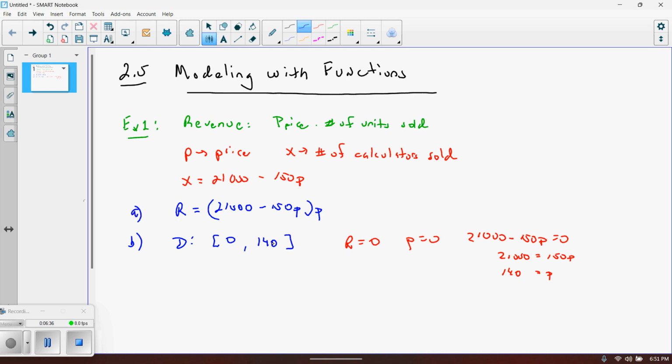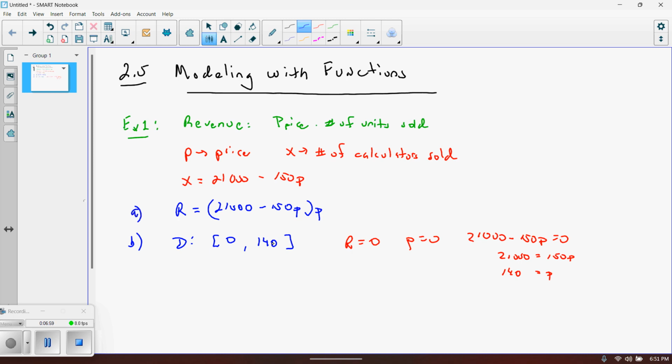So what unit price should be used to maximize the revenue, to get the maximum amount of money? So think about it. If you price it at 0, you're not making anything. So that doesn't make any sense. If you price it at $140, it's probably priced too high, and you're not going to get the maximum amount of revenue. So here's how you find the maximum.